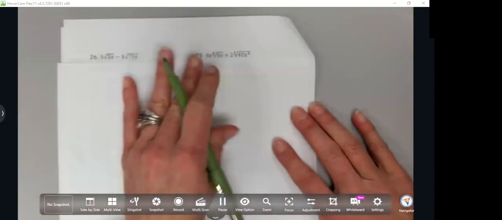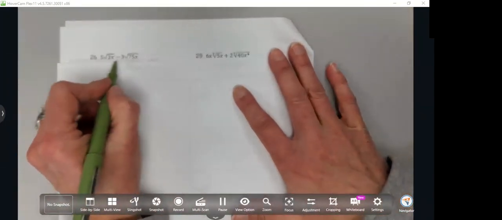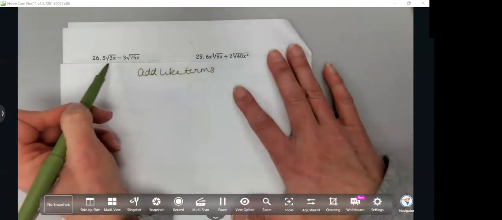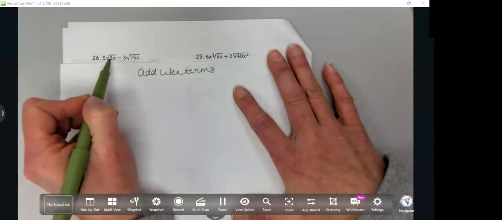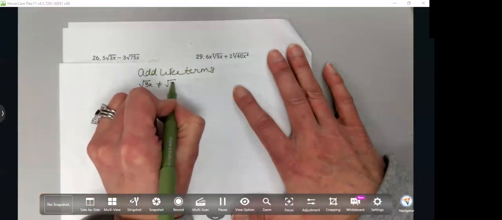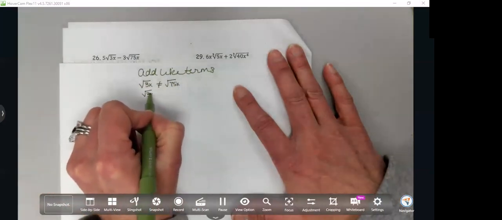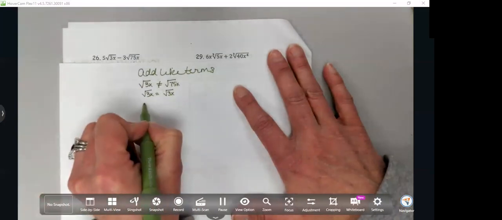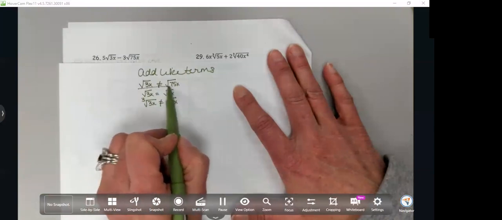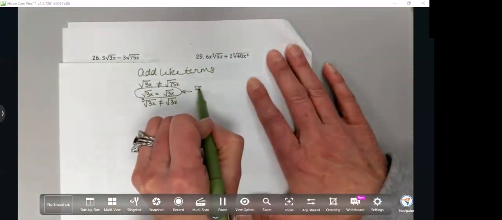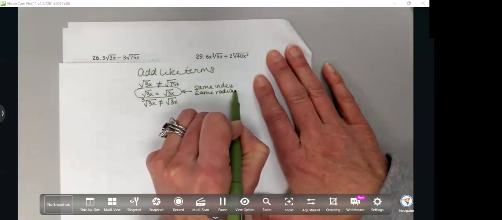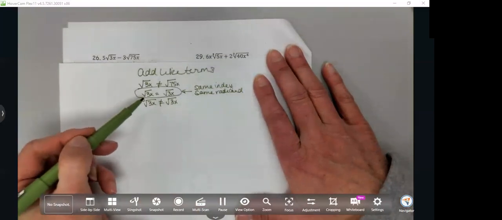So number 26, here we need to add like terms. If you think of the radical as your variables, you need to make sure that they are exactly the same. For example, the square root of 3x is not the same as the square root of 75x. The square root of 3x would be the same as the square root of 3x. The cube root of 3x is not the same as the square root of 3x. So they have to be identical: same index and same radicand. So just make sure that you understand that you have to have them be the same.